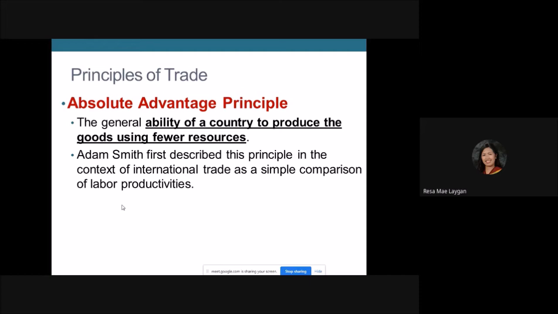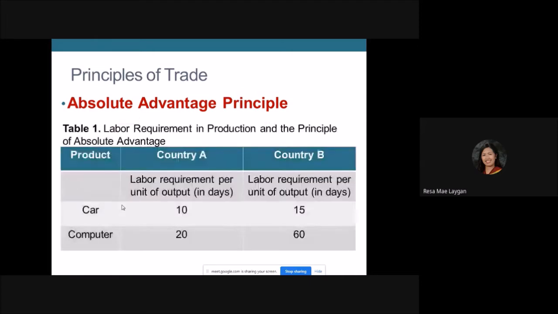So it is possible for a country to have no absolute advantage in anything, and therefore walang trade na mangyayari between these two countries. So let's have here an example. Table 1 shows the labor requirement in production and the principle of absolute advantage. So we have here country A and country B, dalawang country. We have two products here, the car and computer. Say country B, yung requirement niya per unit of output in terms of number of days is makagawa siya ng isang car for 15 days. Then si country A naman is 20 days.